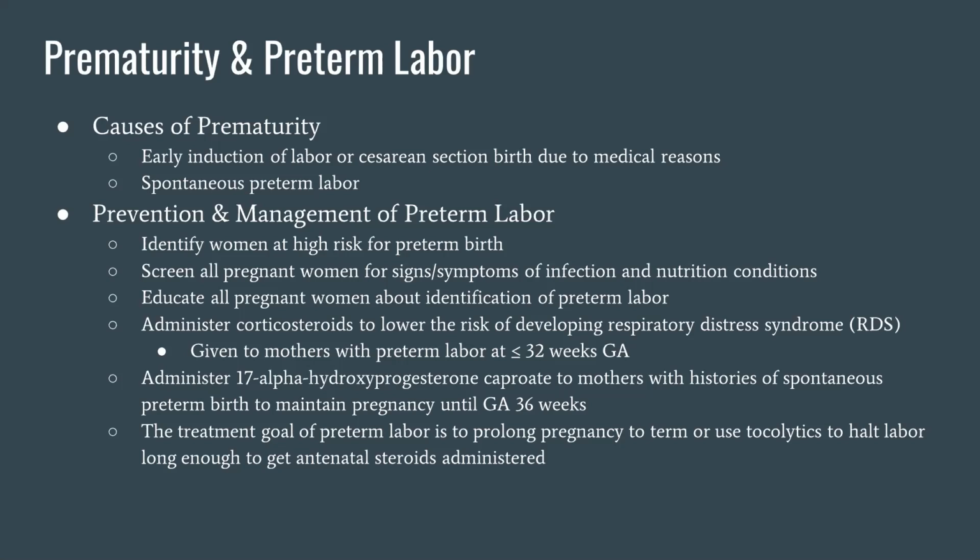If a mother goes into preterm labor at or before 32 weeks gestational age, we can give corticosteroids to reduce the risk of the baby developing respiratory distress syndrome, or RDS. Two common steroids that are used are betamethasone and dexamethasone. If the mom has a history of preterm birth, we can also give 17-alpha hydroxyprogesterone caproate, and this helps to maintain the pregnancy until at least 36 weeks.